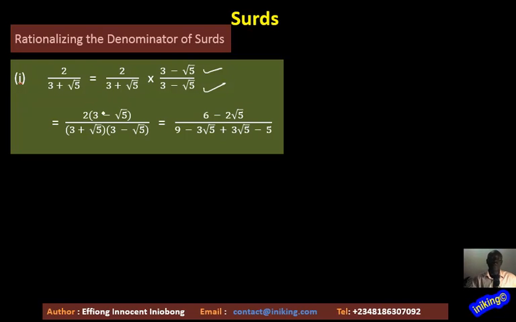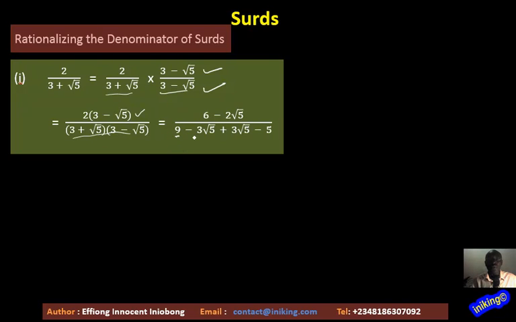So here we change plus to minus. 2 times 3 minus root 5 gives us the expression here. And then multiplying the two denominators there, we have the expression here. Expanding this, we have 6 minus 2 root 5. And expanding the denominator, we have 3 times 3, 9.